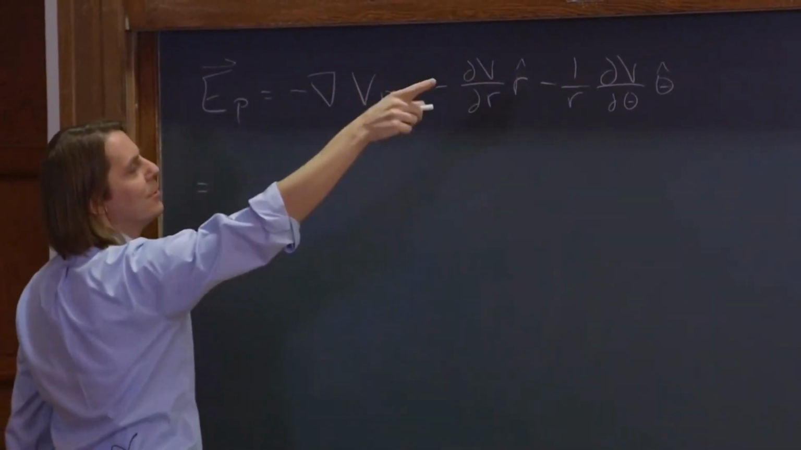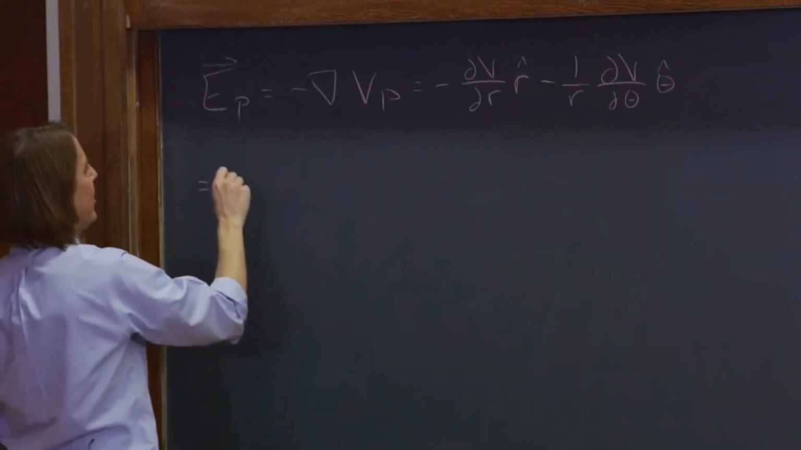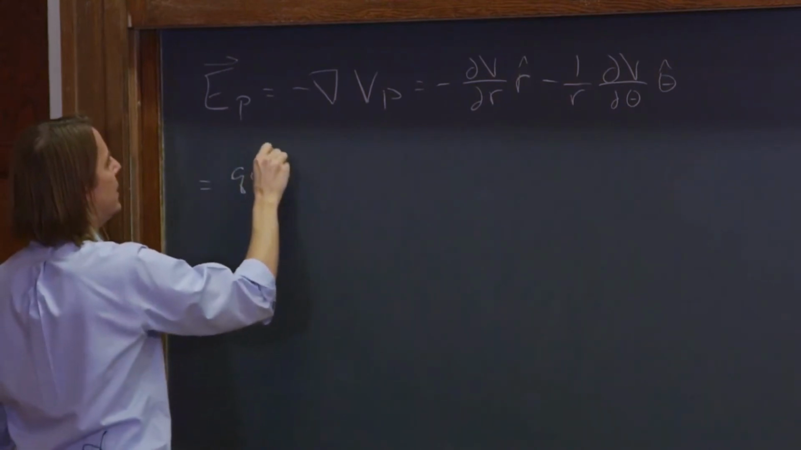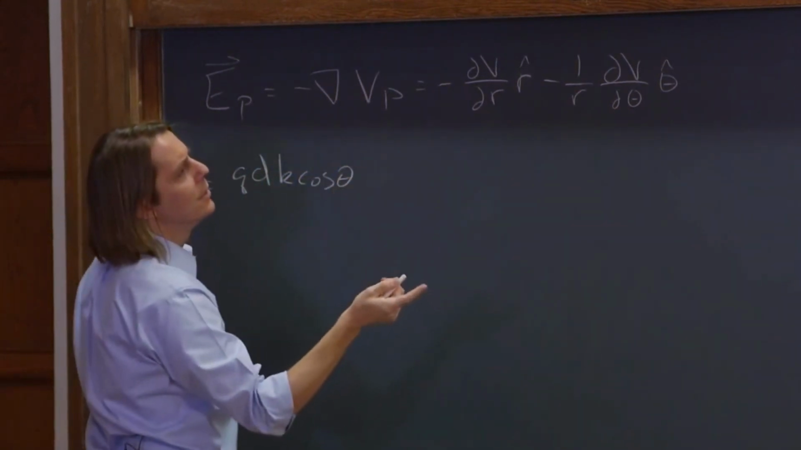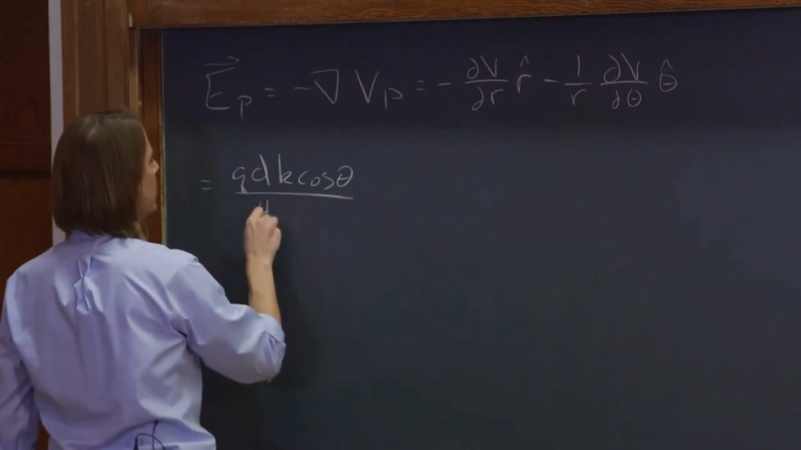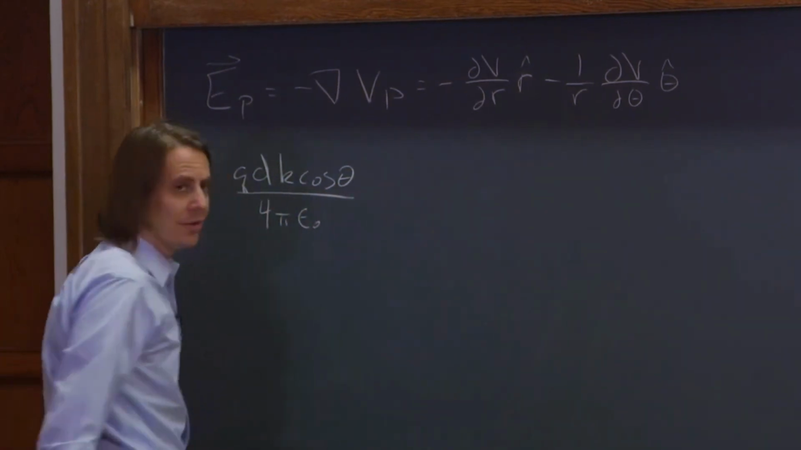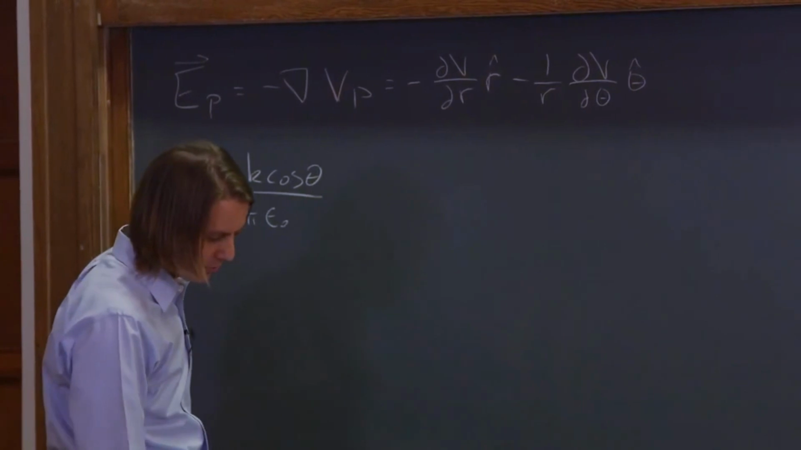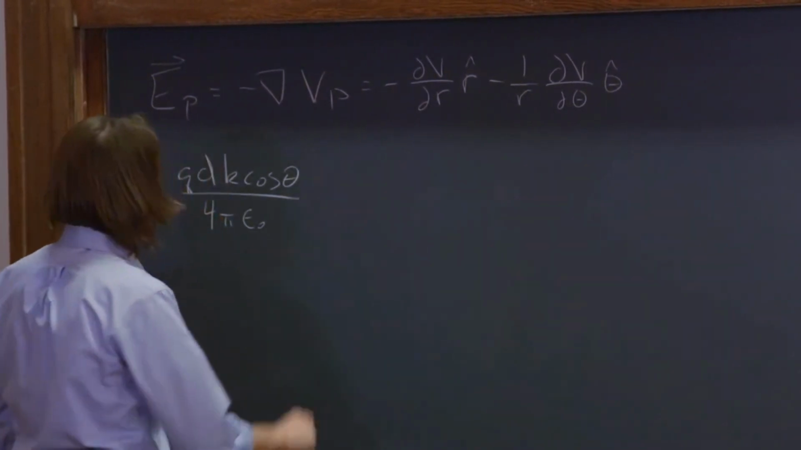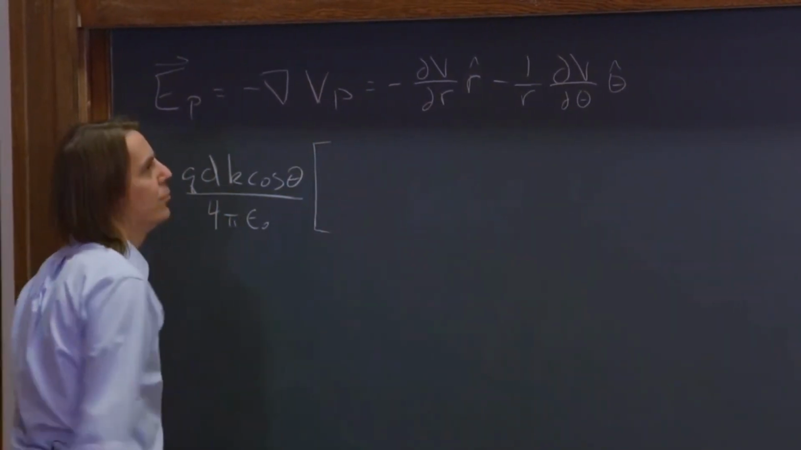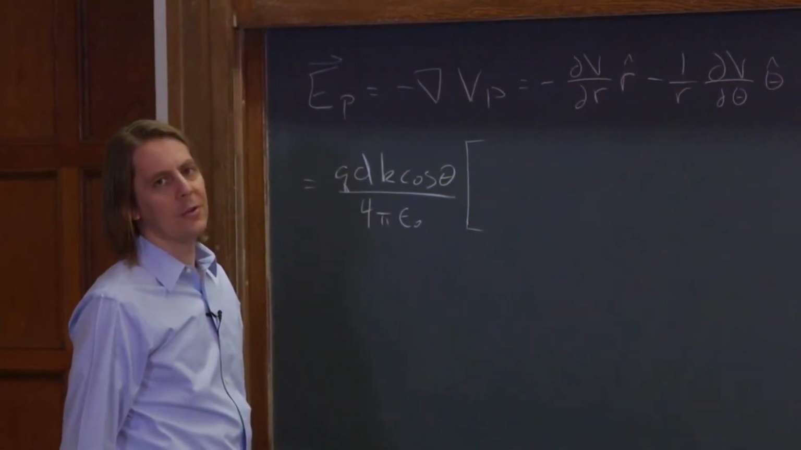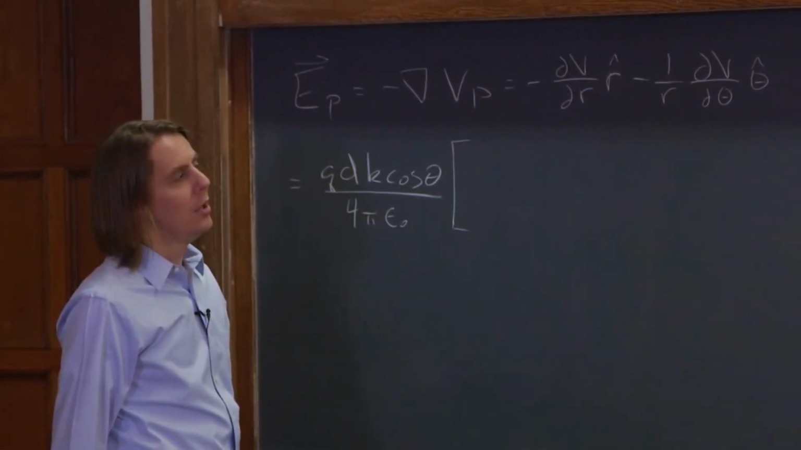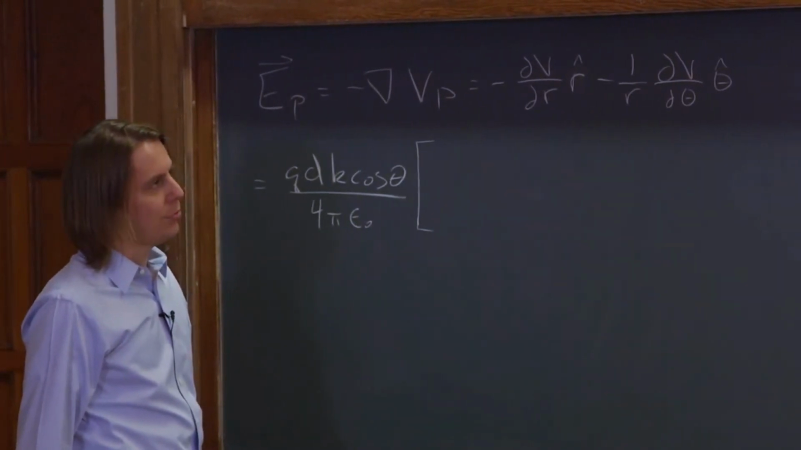Let's see, minus and the minus in the potential together makes a positive. Q, d, k, cosine theta. And in the bottom, 4 pi epsilon naught. Right? That's everything that doesn't have an r in it. Those are the constants. And then I'm going to put the derivative dV dr in here. So it's 1 over r, and it's sine omega t minus kr. So we'll do the 1 over r derivative first.